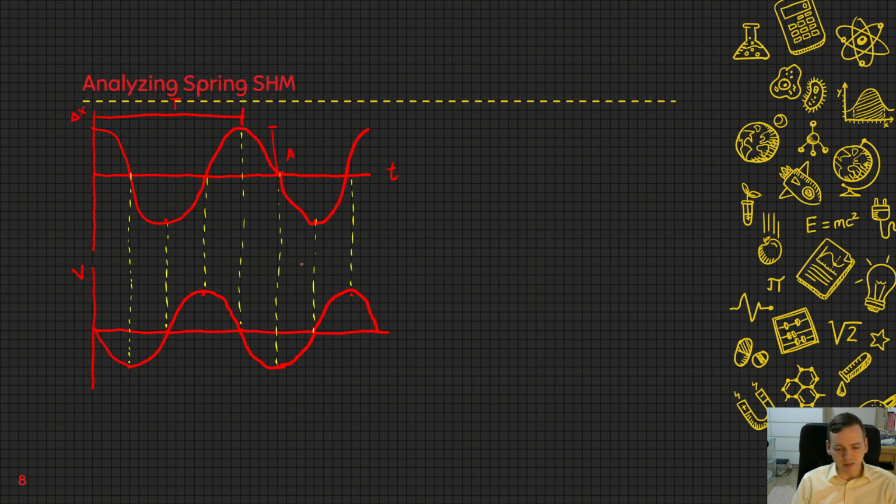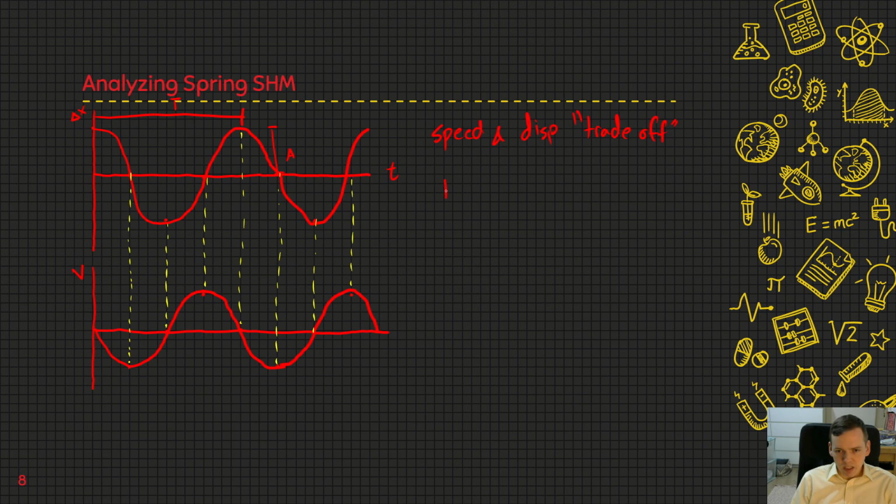And so this is the logic that we want you to be able to reason with. And so basically the speed and the displacement, we say trade-off, if you want. Whenever I have maximum speed, I have minimum displacement. Whenever I have maximum displacement, I have minimum speed.